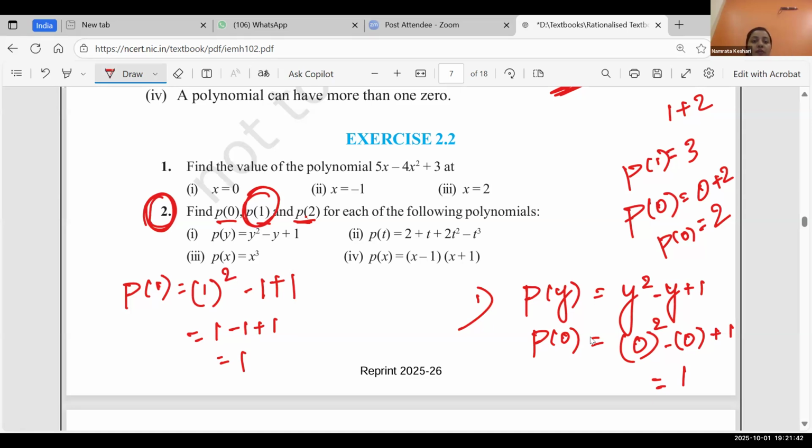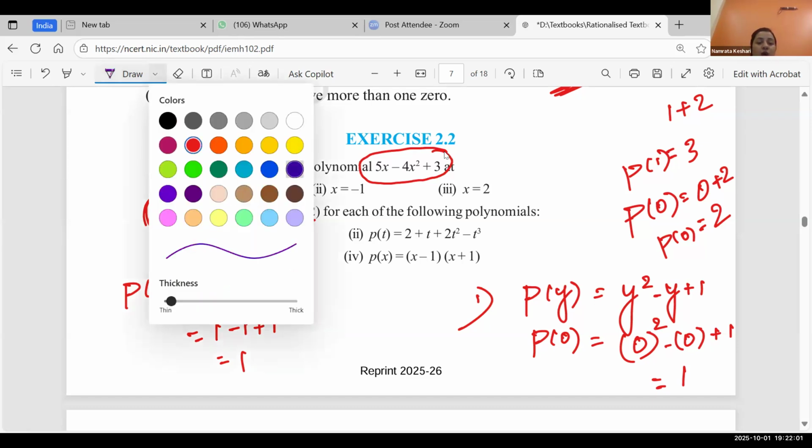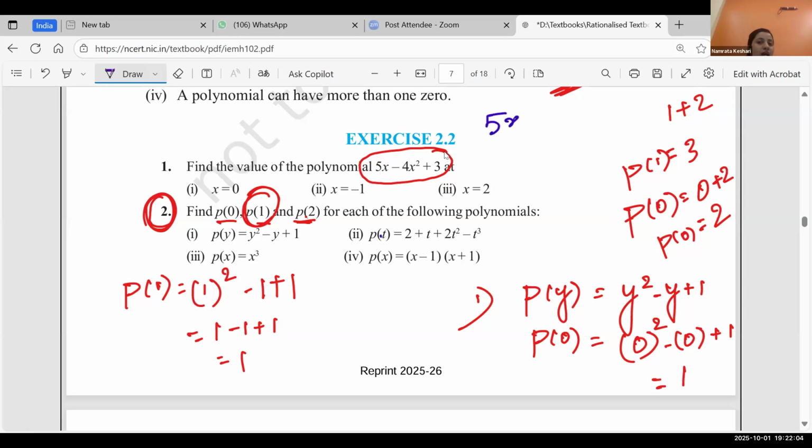Now let me come to number 1. Number 1 also is asking about the same thing. Find the value of the polynomial 5x minus 4x square plus 3 at x equals 0. That means this time the coded language, which you learned just now, is not given. A simple statement says you have a polynomial 5x minus 4x square plus 3. Now find the value of this polynomial when x is 0. That means you just need to put x as 0. Yes, ma'am.